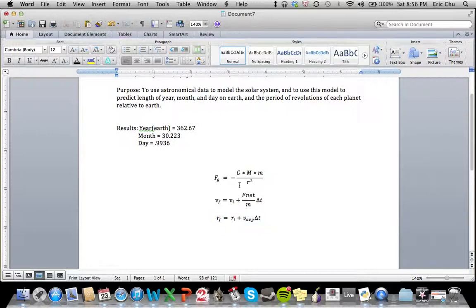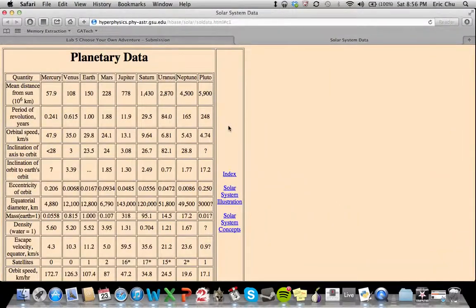So we're going to need some initial conditions. We need the masses of each planet and the sun. We need the initial distance of each planet relative to the sun, and each planet's initial velocity. So we find that here online. So here are all the distances from the sun. Here are all the planets' orbital speeds, which we'll use for the initial velocities, and I found the masses by Googling them.